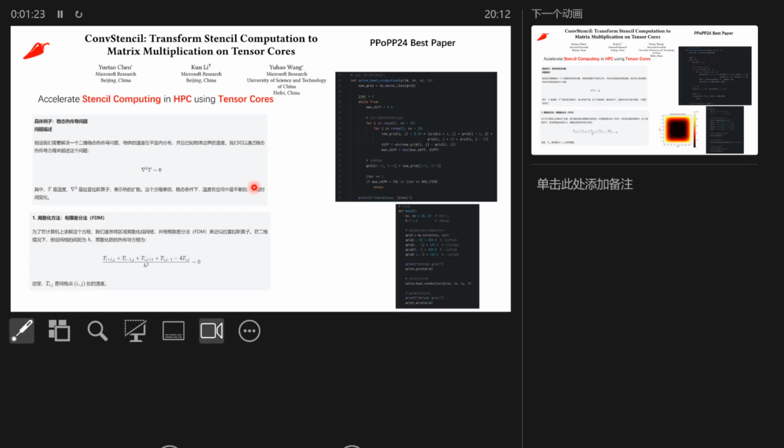Now let's see some ideas. Nowadays, people are trying to use tensor cores to accelerate scientific computing, like stencil computation. This is one of the best papers from PPoPP 24, which transforms stencil computation to matrix multiplication on tensor cores. So the idea is, if we want to solve these equations in physics and traditional science, we will solve them using FDM, the finite difference method, to compute the equations.